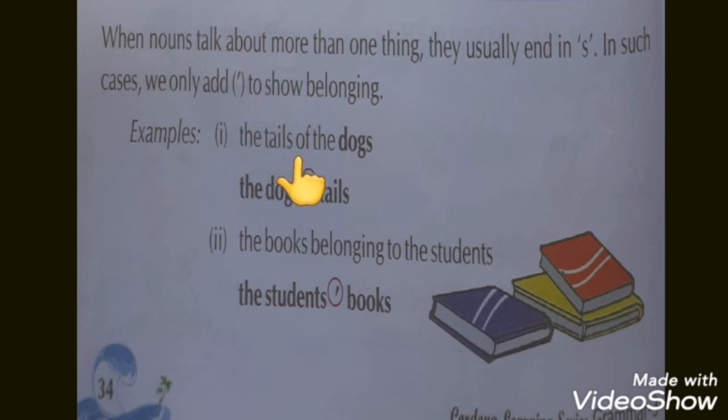Example, the tails of the dogs. So dogs means we are talking about many dogs. So we write the dogs like this, then we put this apostrophe sign and then tails. Another one is the books belonging to the students. That means a lot of students. So after the students we use an apostrophe, then we write books. So this book belongs to the students. That is the noun, and the noun is in plural form. We use only the apostrophe sign, not s, when the noun is plural.